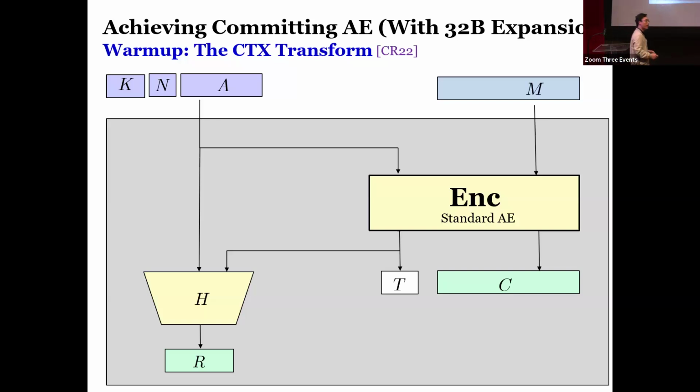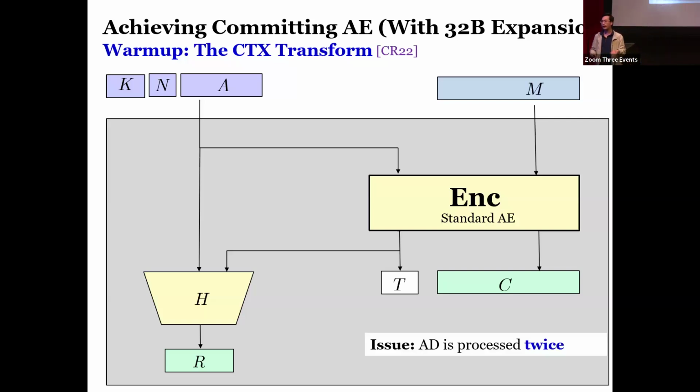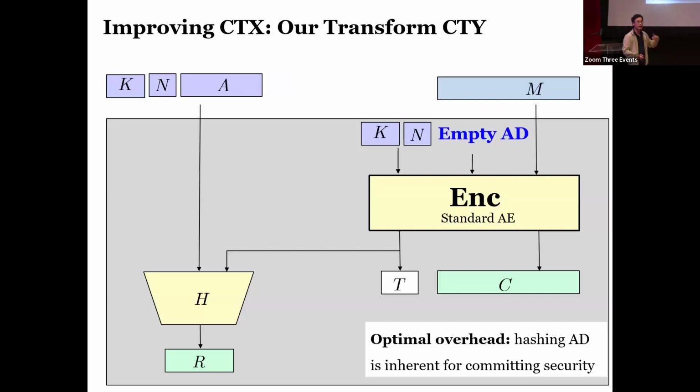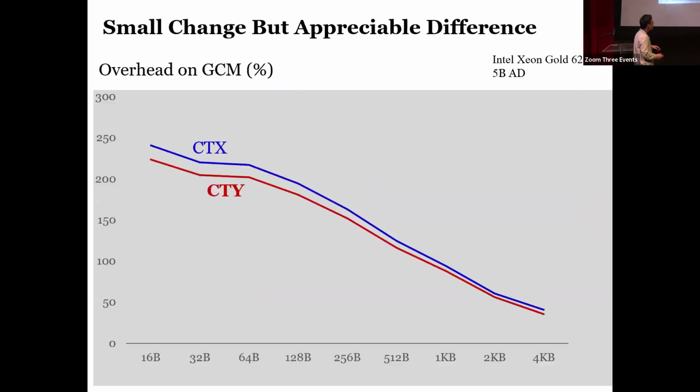While the CTX transform is simple and elegant, it is, however, not optimal. In particular, the AD is processed twice, once by the encryption scheme and another by the hash function. To remove this redundancy in our CTY transform, we simply encrypt with an empty AD. And this time, the overhead is theoretically optimal. In practice, the AD may be pretty short. It's most likely to be a packet header. So what is the gain here? How important is the improvement? Experimentally, even if the AD is relatively short, say 5 bytes, you have an appreciable difference between CTX and CTY, like 5% for small data.